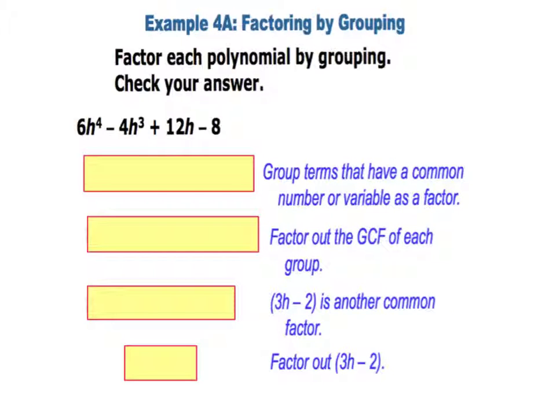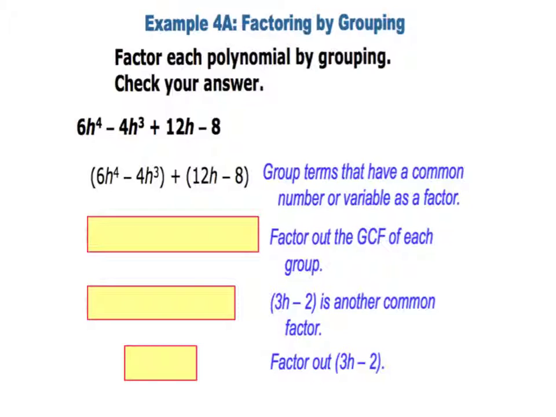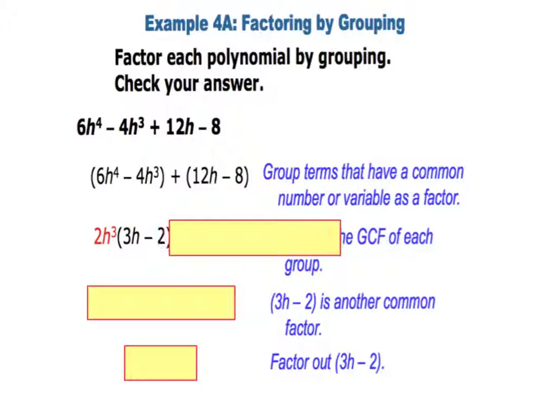Okay, the first thing that we're going to do is group the first two and the last two together. Now, this doesn't always work. Sometimes we have to rotate the terms around. But let's start with this one by grouping the first two and the last two. So it's going to look something like this. Now, take a look at this term and ask yourself, is there something common that comes out of those two terms? For example, 6, 4, they're both even, so I can pull out a 2. I see an h to the fourth, h to the third. Looks like they both have an h to the third in common. So I'm going to pull out a 2h to the third. So it's going to look like this.